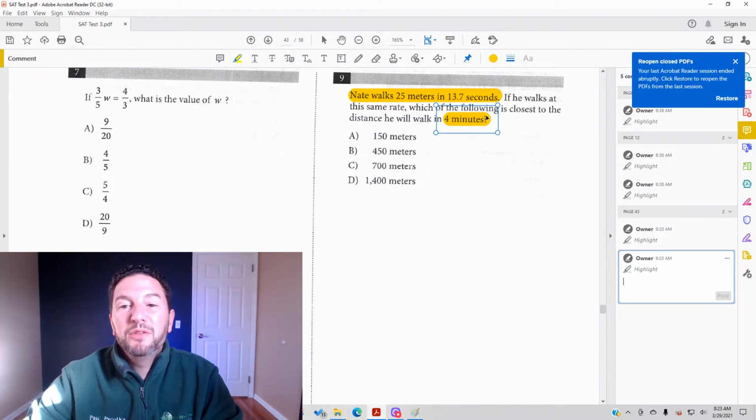We have two things. Number one, you might notice that the time units are different. We've got seconds and minutes. So we either have to convert seconds to minutes, which would be kind of ugly, or we can convert minutes to seconds, which I think would be a little bit easier.